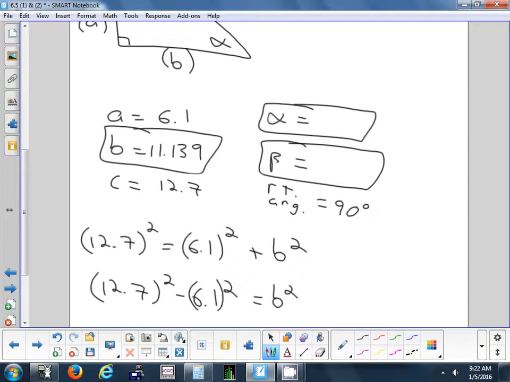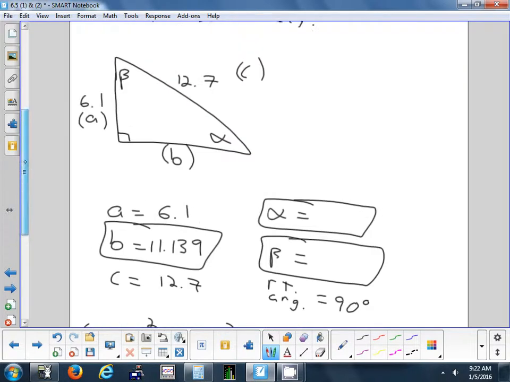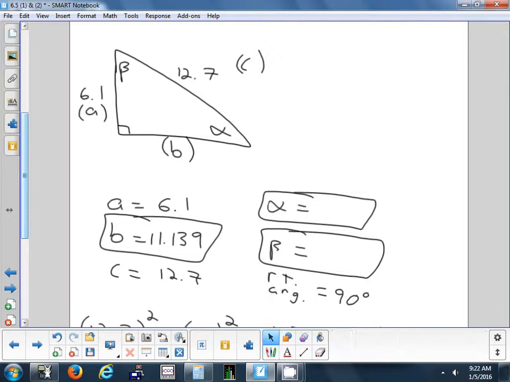Now, are we going to use B to figure out anything else in this problem? No. Okay, we found it. Forget about it. Unless you want to check your answer at the end, you could, but I don't think we're going to do that. All right, so we're going to use A and C. We're going to use both of those pieces of information, and let's start with alpha.